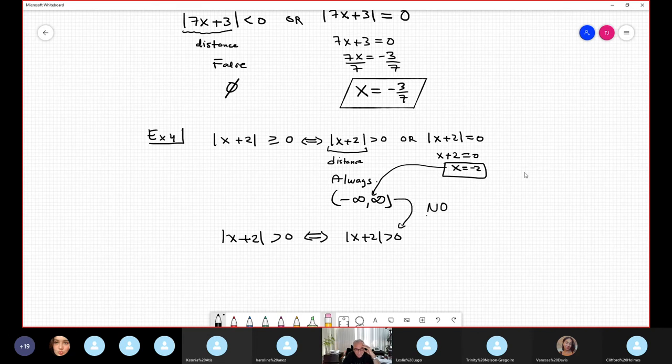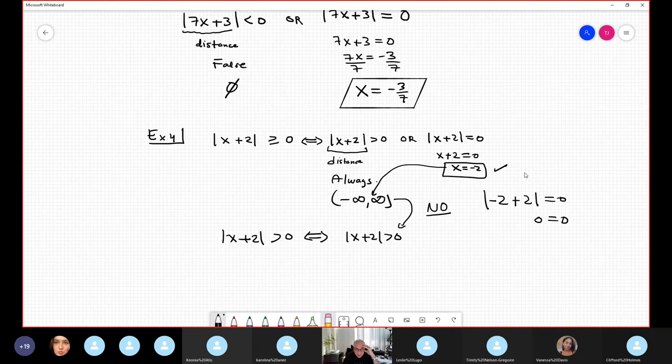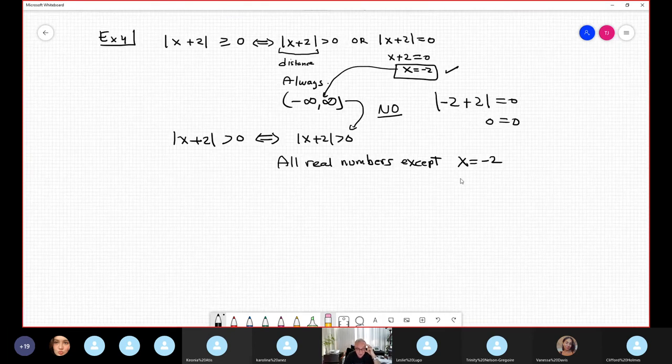No. Because we have one value, by the way, which is negative 2. When you plug it in here, look, minus 2 plus 2 is 0. It's okay in the previous case because you have the equal sign. But in this case, no equal sign. The solution is all real numbers, let me write here, all real numbers except one bad guy. In this case, it is the value that makes the expression inside zero, x equal to minus 2. Well, suppose in the test I put something like that.